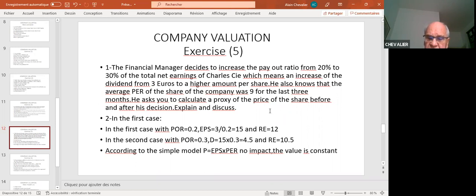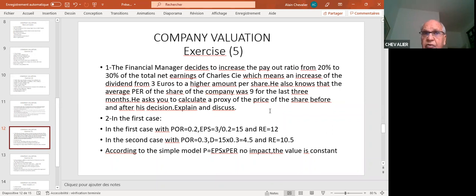So you move the payout ratio, but there is no consequence on the earning per share. And you get the dividend equal to 15 multiplied by 0.3, and you get 4.5. If you get 4.5 here for an earning per share of 15, that means the retained earnings, RE, is equal to 10.5. So in fact, what you have done is simply to modify the equilibrium between the retained earnings and the dividend distributed.